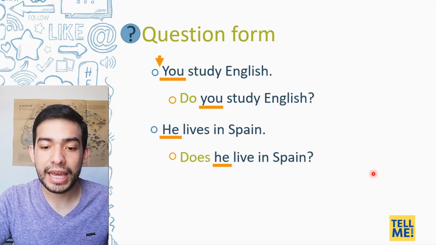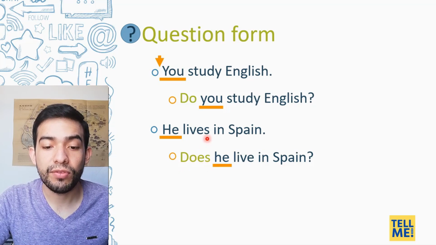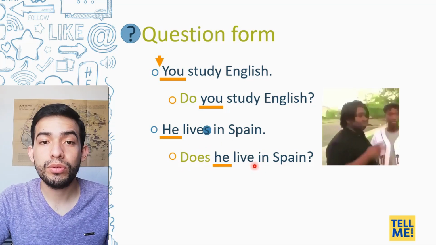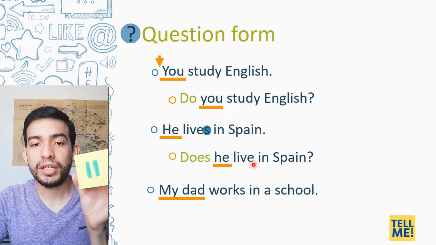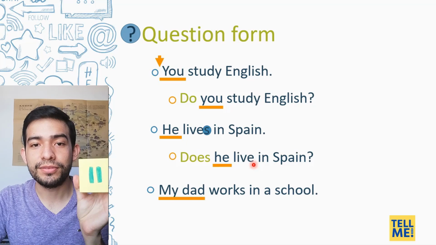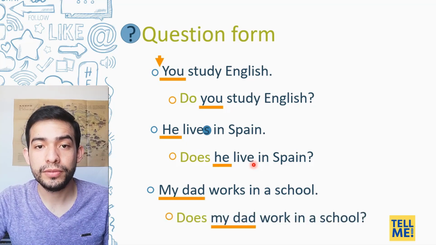If you notice, again, every time we use does, the S that we had before disappears. Here, we don't use it. Now, I will show you another sentence and I want you to try. Pause the video, make it a question. Now, the question form would be, does my dad work in a school?